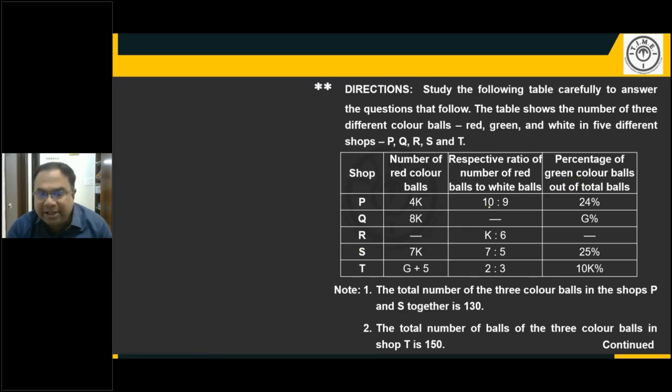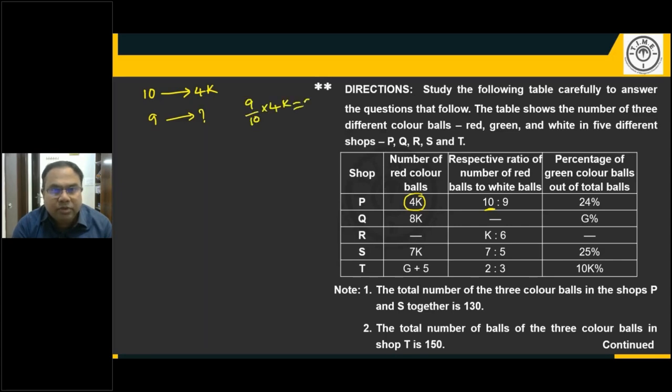See, this is in the ratio of 10:9. Now, we have red color balls. So let me write down white color balls, then I'll find out green color balls. What's the ratio of red to white? 10:9. So 10 parts indicates red color balls, 4K. If 10 parts represent 4K, my white color balls are 9 parts. How much? 9 upon 10 into 4K, so 3.6K.